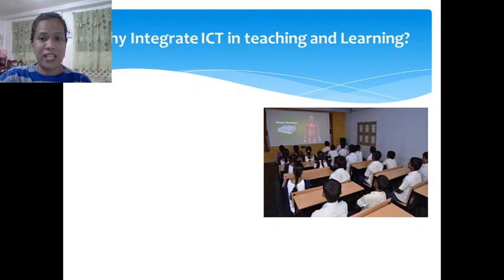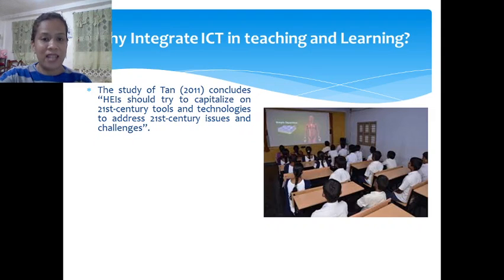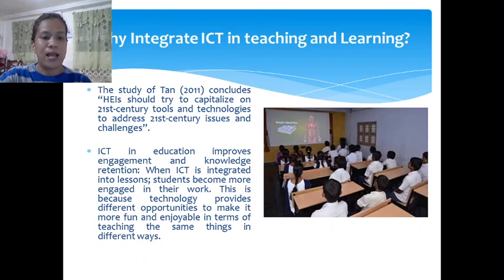Why integrate ICT in teaching and learning? The study of TAN concludes that HEIs, that is, higher education institutions, should try to capitalize on the 21st century tools and technologies to address the 21st century issues and challenges. ICT in education improves engagement and knowledge retention. When ICT is integrated into lessons, students become more engaged in their work, and that is really true. This is because technology provides different opportunities to make teaching more fun and enjoyable, and to teach the same things in different ways.